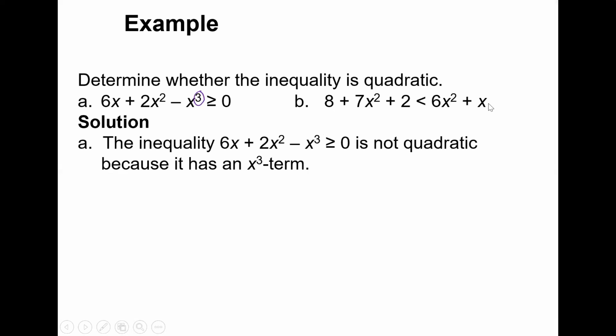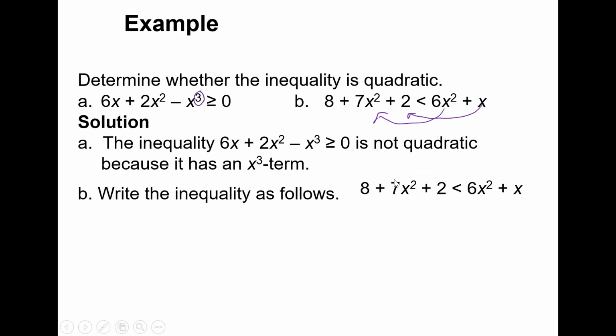We have x squareds, we have x's and everything. And if we take everything to one side, if we take this over here and we take this over here, then we'd have x squared minus x plus 10 is less than 0. So that would be a quadratic inequality. And this is what we have here.